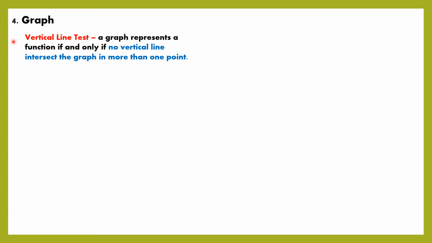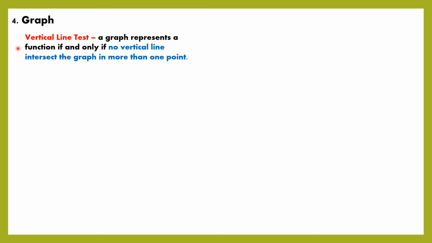Next is graph. So, paano natin malalaman kung ang graph is a function? We're going to use the vertical line test. So, ano ba ang vertical line test? A vertical line test: a graph represents a function if and only if no vertical line intersects the graph in more than one point. So, ibig sabihin, kinakailangan ay isang point lang ang daanan ng ating vertical line test para masabi natin na siya ay function. Pero, kung 2 o more than 2 ang ating points na dadaanan ng vertical line test, therefore, that is not function.